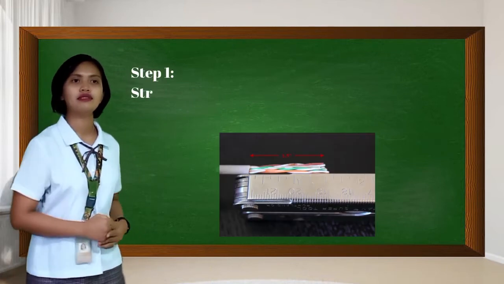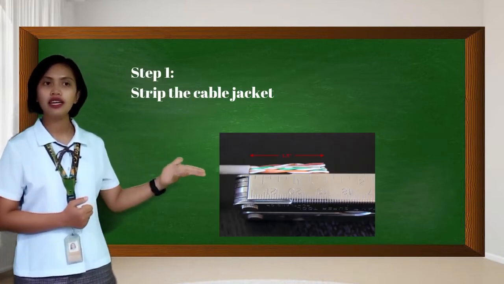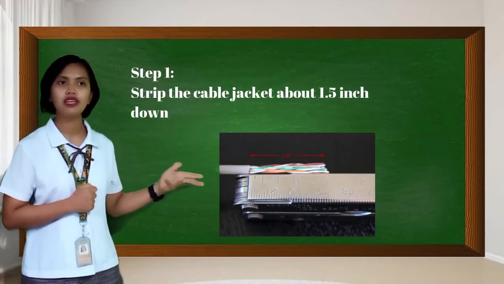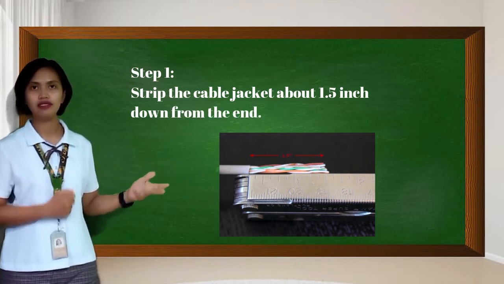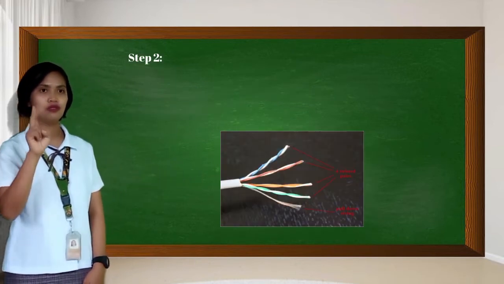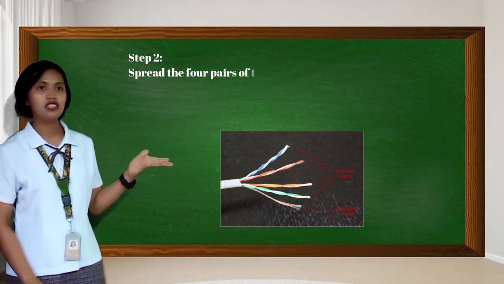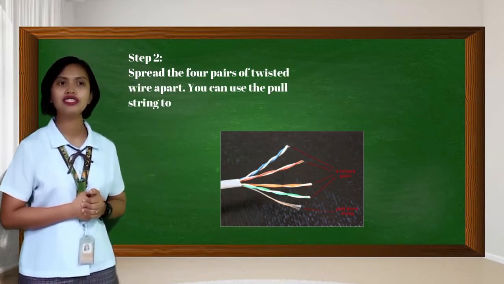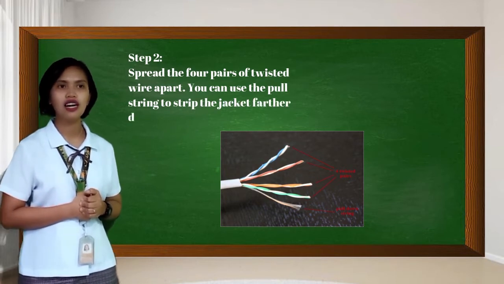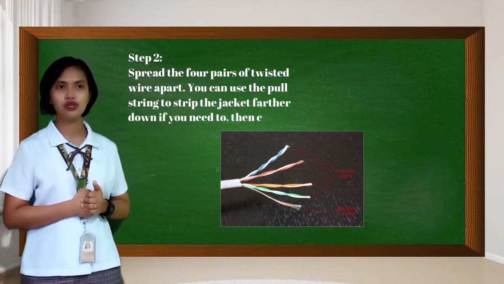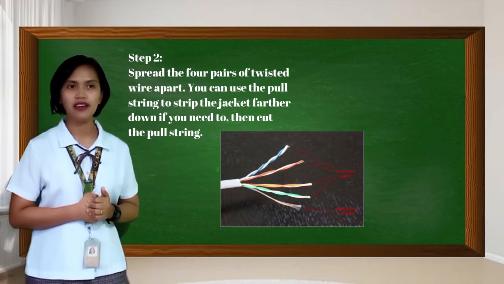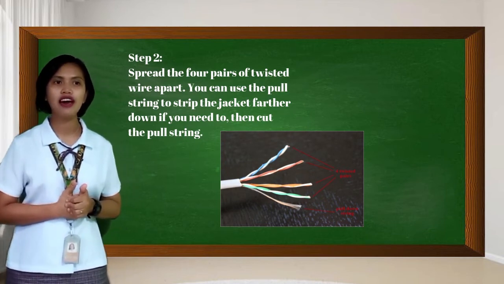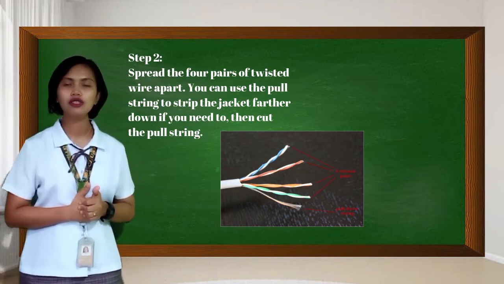Step 1. Strip the cable jacket about 1.5 inch down from the end. Step 2. Spread the 4 pairs of twisted wire apart. You can use the pull string to strip the jacket farther down if you need to. Then cut the pull string. The cables that have a spine will also need to be cut.